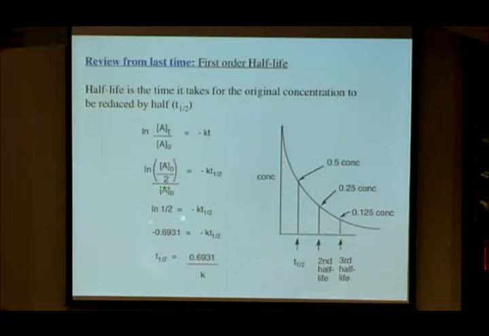And so then we can take the natural log of 1/2, and we get a value. Rearranging that, you get half-life equals 0.6931 over k. And so you told me last time for this plot for first order half-life, each half-life, half of the original material goes away.